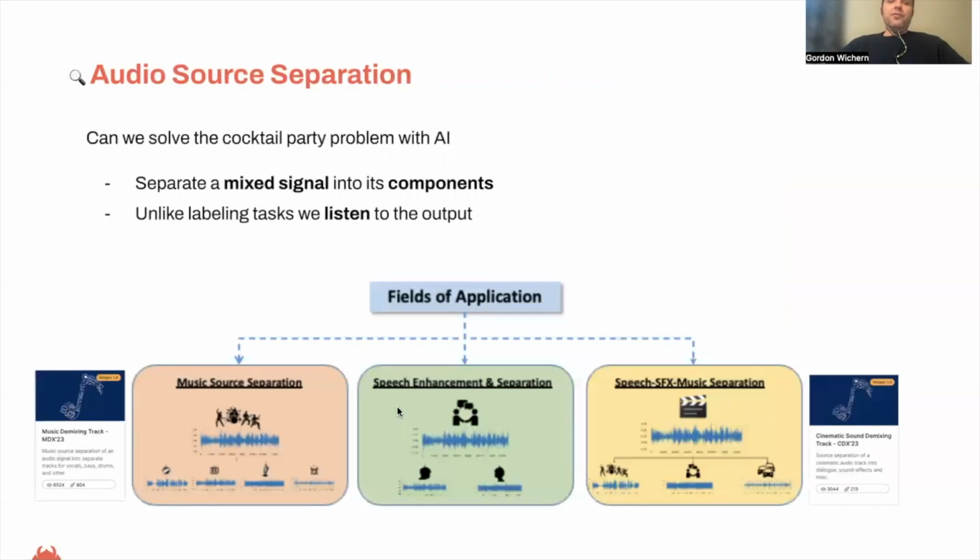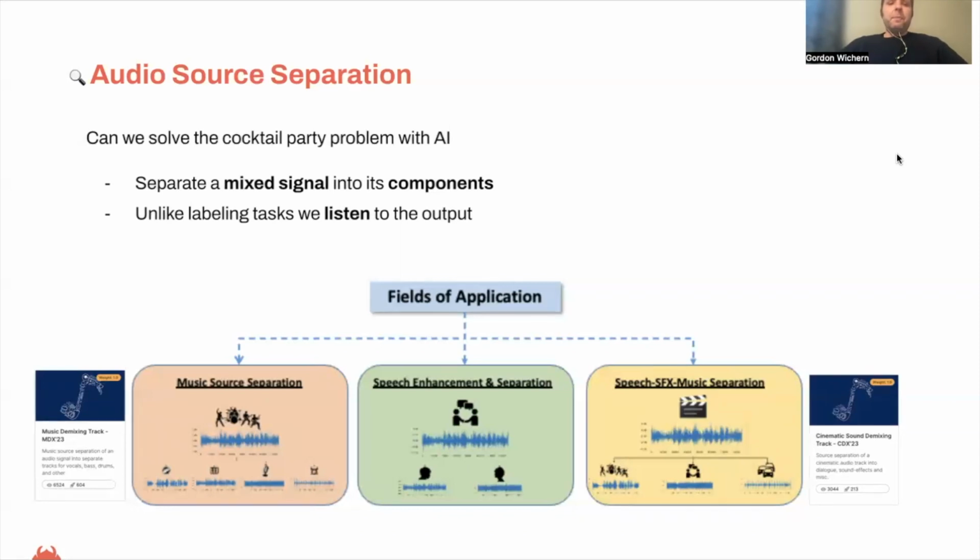The goal of audio source separation, then, is how can we design an algorithm that can replicate that type of behavior? And now in 2023, when we design an algorithm to replicate that behavior, we really want to use AI. What source separation ultimately is: we have some mixed signal, like a music song, and we want to separate it into its components, things like vocals, drums, bass. Unlike a lot of AI audio related tasks, such as speech to text, where we're just labeling the content, in this case, we actually want the signal at the output that we need to listen to.